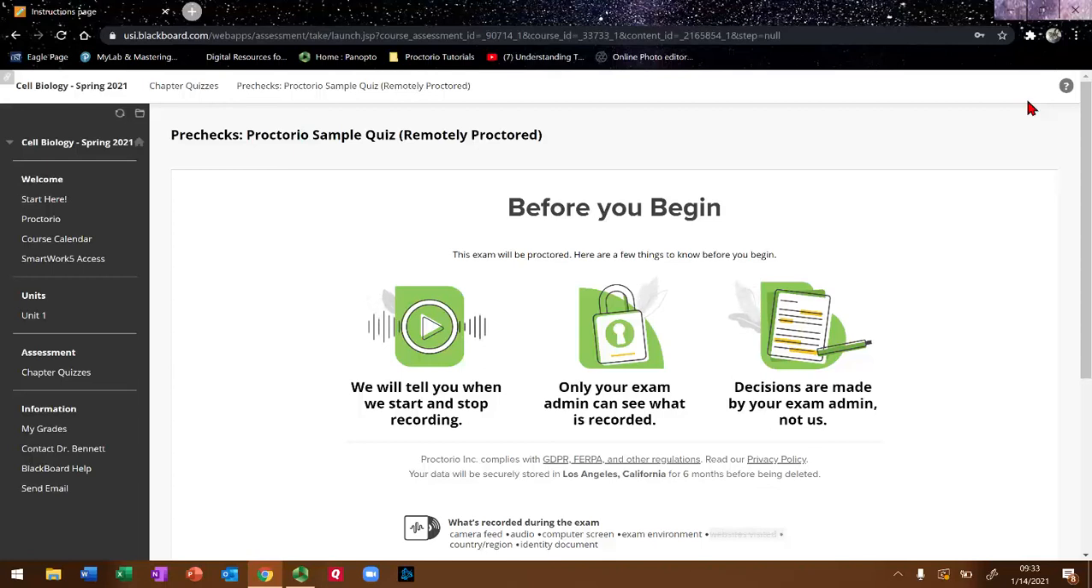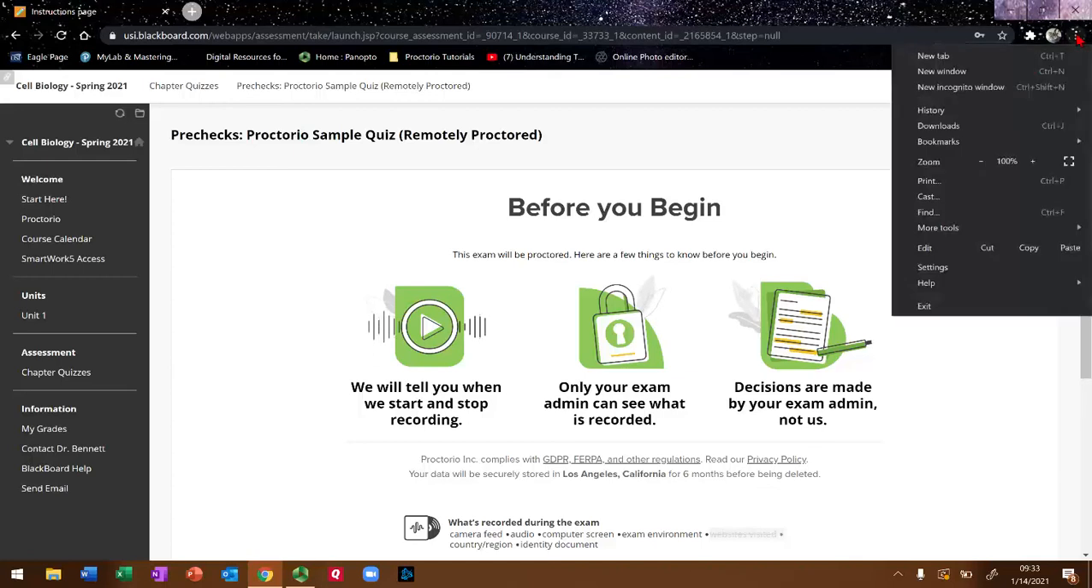But if you've done all that, you're using Google Chrome, the Proctorio extension is installed, there's no password that you've been given by your instructor ahead of time, but you're locked on that password screen, here's what you can do.